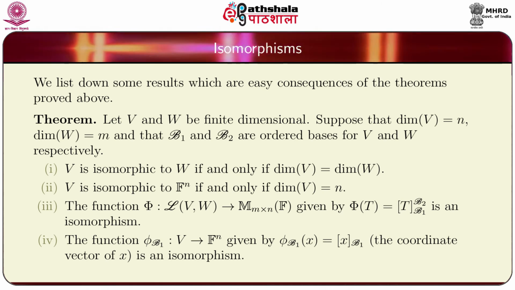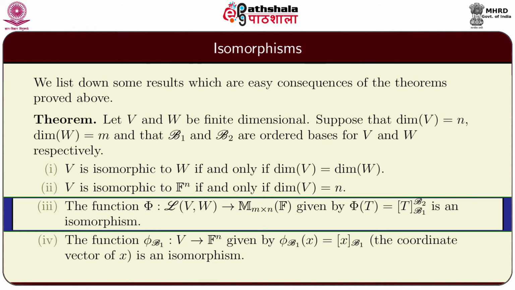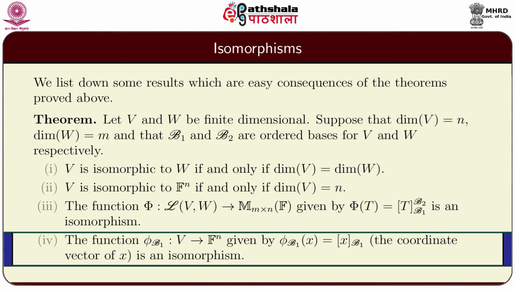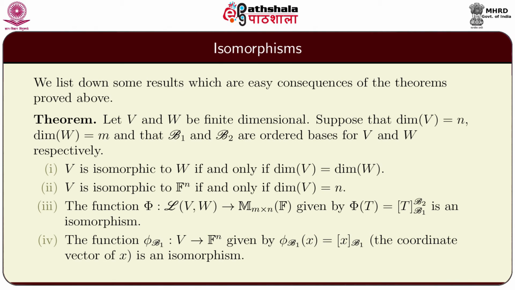Now consider the function phi from L(V,W), that is the collection of all linear transformations from V to W, which is also a vector space over the field F, to M(m,n,F), that is the collection of all m cross n matrices with entries from F, and the map is given by phi of T is equal to the matrix representation of T with respect to the bases B1, B2, and the fact is that this map phi is an isomorphism. The function phi B1 from V to F to the power n given by phi B1 of x is equal to the coordinate vector of x with respect to the ordered basis B1, and this function is an isomorphism.